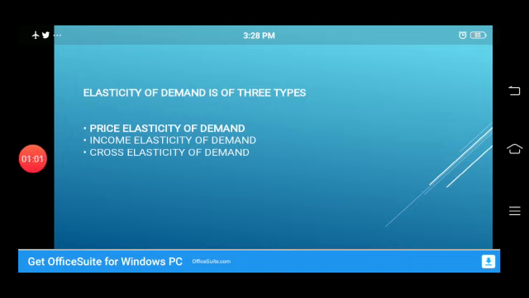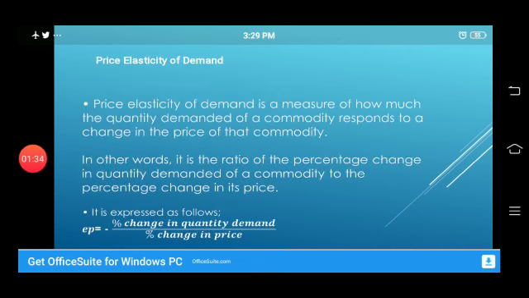Elasticity of demand is of three types. Number one is price elasticity of demand. Number two is income elasticity of demand. And number three is cross elasticity of demand. In this lecture, we will discuss just price elasticity of demand in detail. The other two, income and cross elasticity of demand, we will discuss in later lectures as well. First of all, we will discuss what price elasticity of demand is and what its formula is, that is, how we can measure it.